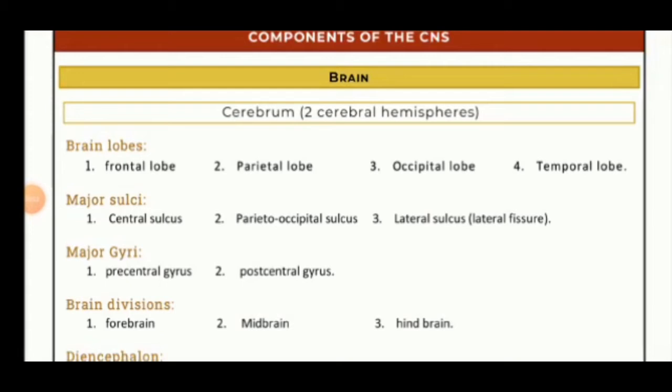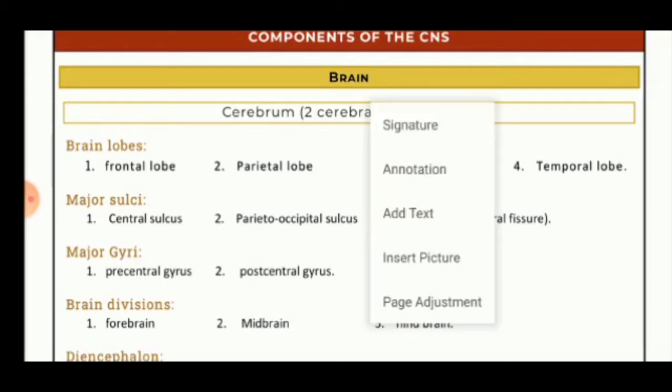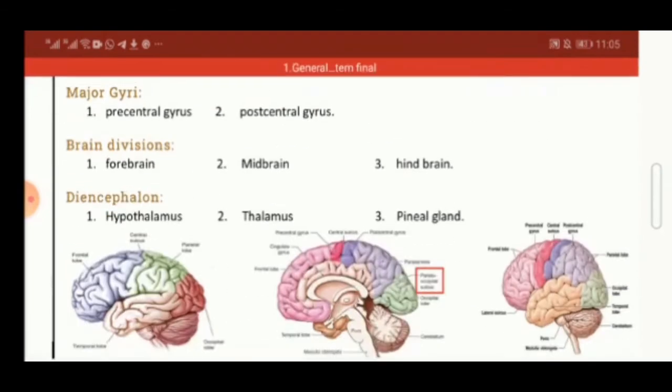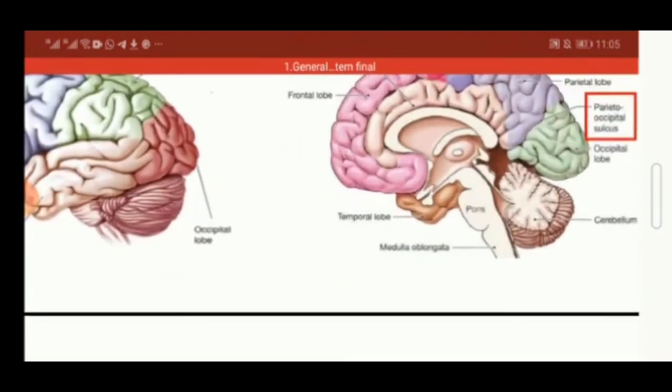Now let's go through in further details for the components of the central nervous system. The brain is made up of two cerebral hemispheres which are connected by diencephalon, which we have already seen in the elaborative diagram. The brain is made up of 4 lobes: frontal, parietal, occipital, and temporal lobes, which are found in this diagram.